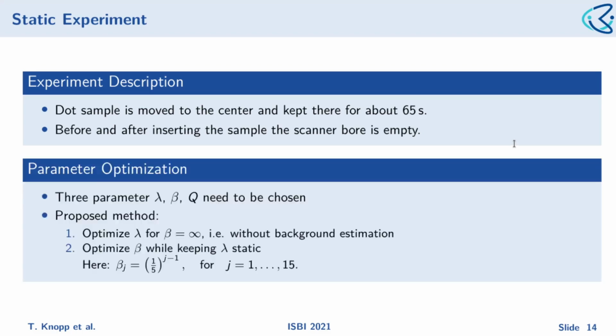One key challenge of our algorithm is the selection of the 3 parameters lambda, beta, and Q. Here we propose an approach where first lambda is optimized without background estimation, and afterwards beta is optimized by visual inspection of the reconstructed images.